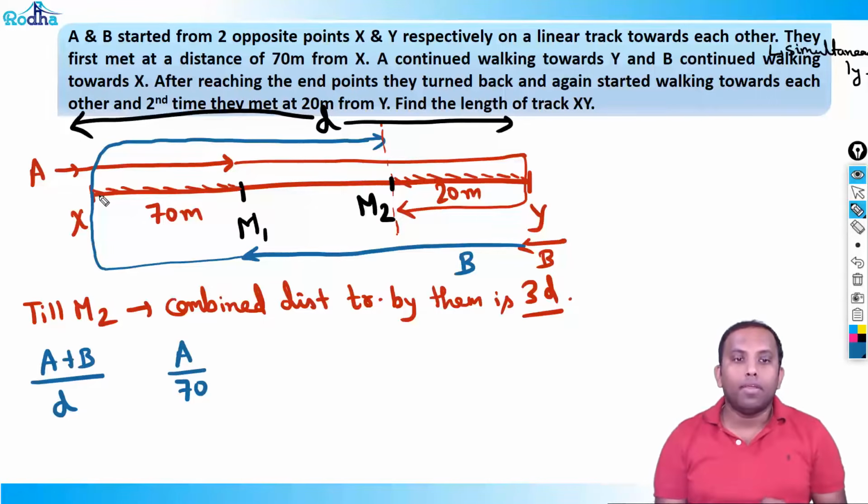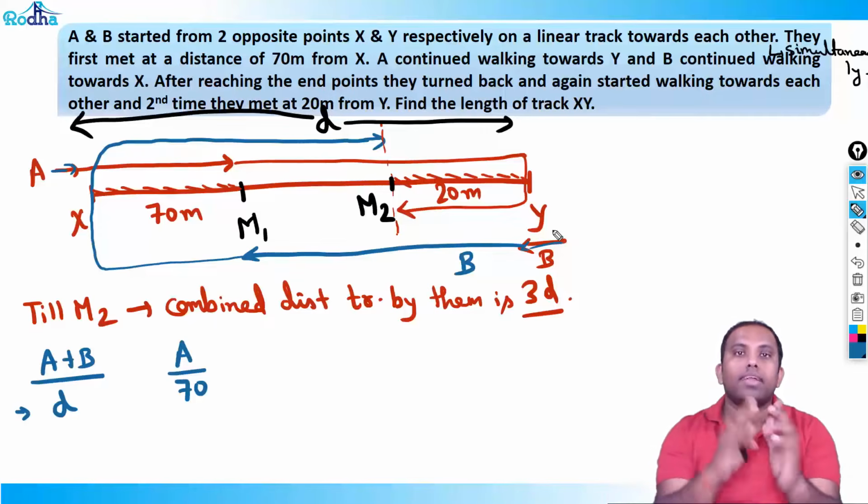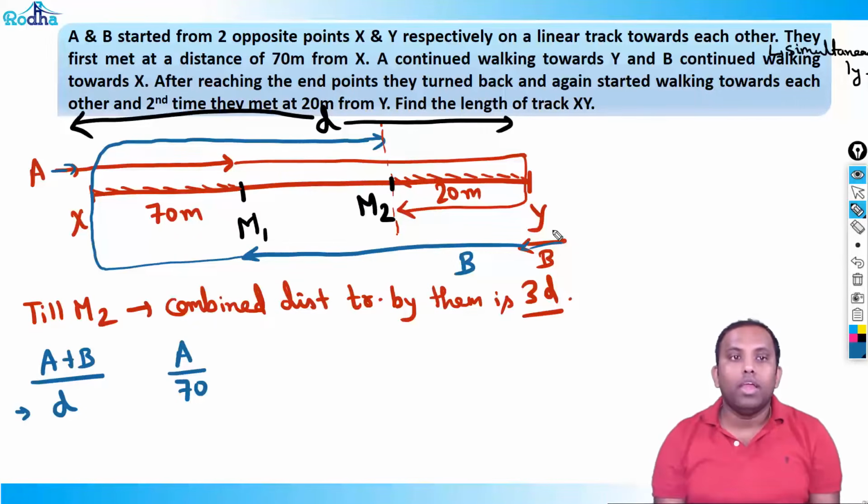When A plus B travels a distance of D, A travels a distance of 70, right? A is starting from here, B is starting from here. So when A plus B travels a combined distance of D, that is till the first meeting point M1, A travels a distance of 70, right?